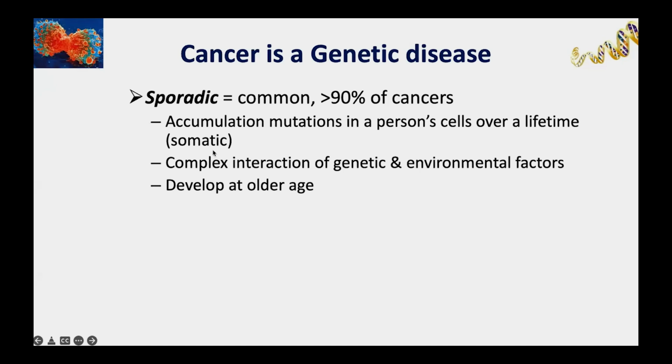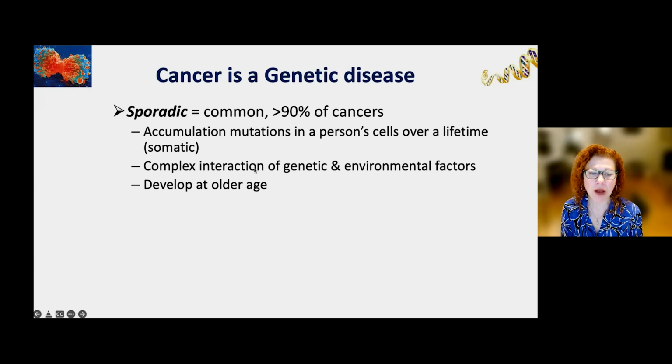And it's a lot of bad luck in a way, just genetic luck of what mutations you acquire, and whether someone acquires mutations that lead to cancer development. There's a complex interaction between genetic and environmental factors that lead to cancer development. Common sporadic cancers typically develop at an older age, in your 60s, 70s, 80s, 90s.